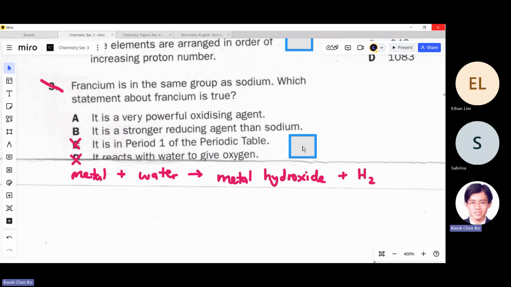Or have you done it, Angel? What's the answer? It's a stronger reducing agent than sodium. Oh, Angel, seems like you have to go through this very soon.